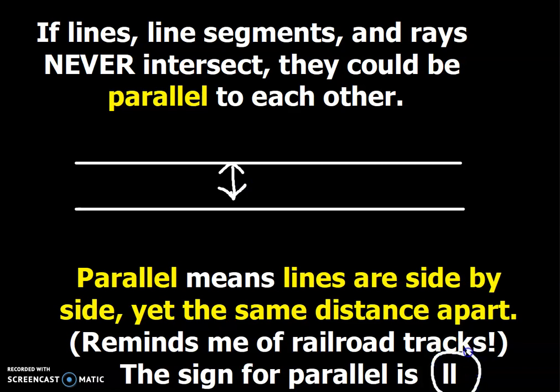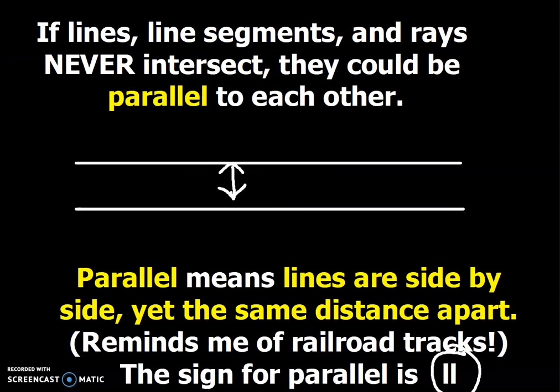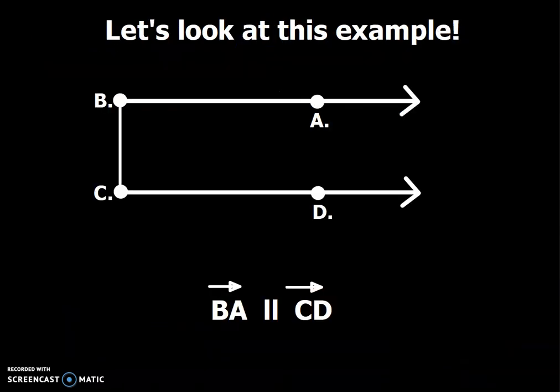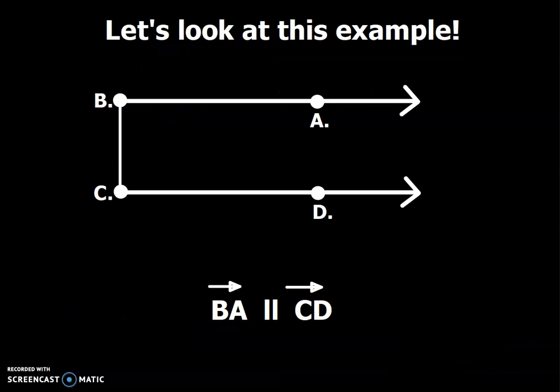And the sign for parallel is when you have these two signs. Notice, these are not the same distance apart. They cross each other here, they cross here, so anytime they touch is intersecting. If they never touch, they're parallel. And it always helps me remember, look, parallel has 2 L's in it that are parallel. You don't want them to cross.